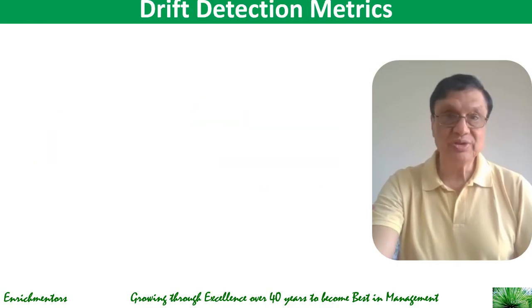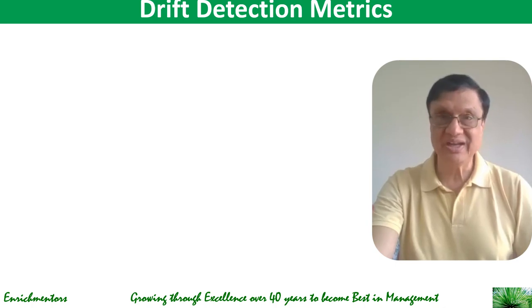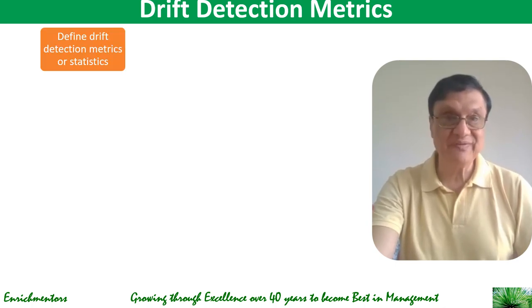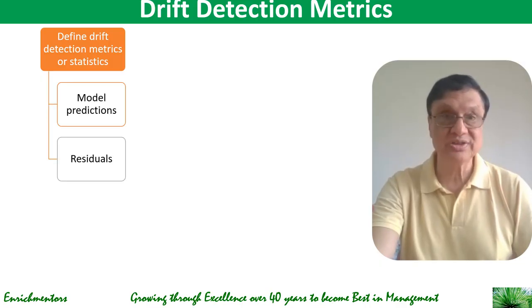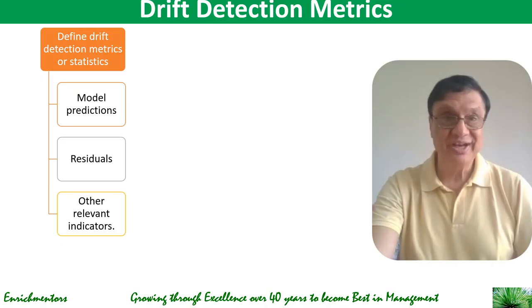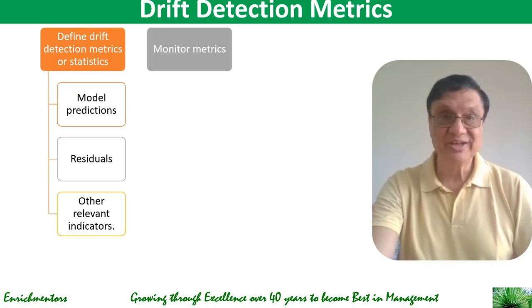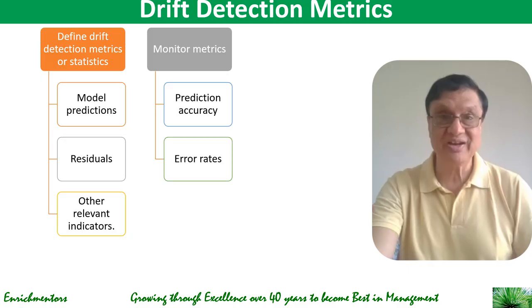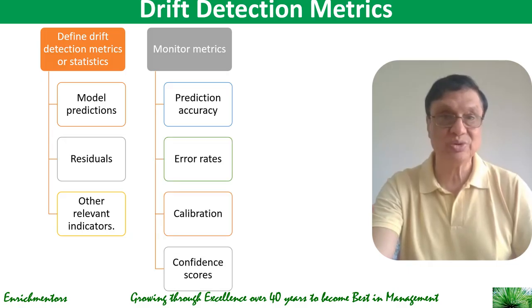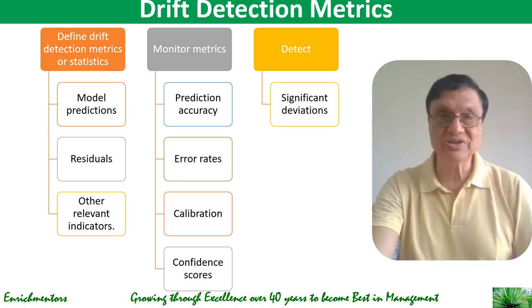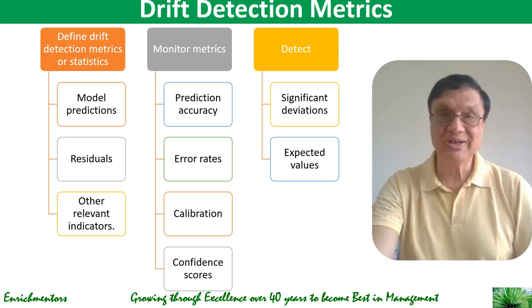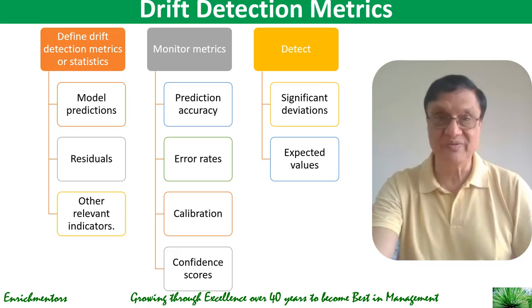Also, you need to be clear on what the drift detection metrics are. You need to define drift detection metrics or statistics based on your model predictions, residuals, or other relevant indicators, and monitor such metrics, like prediction accuracy, error rates, calibration, or confidence scores, and detect significant deviations from the expected values. So after having learned the techniques, you use the metrics to figure out whether the model is drifting.